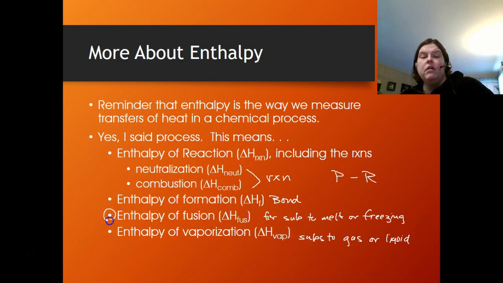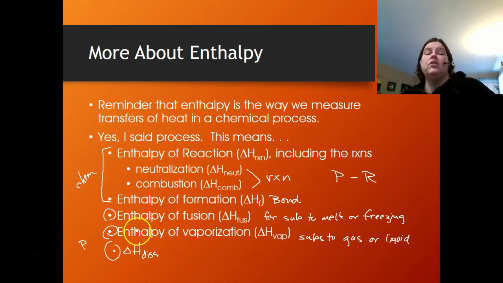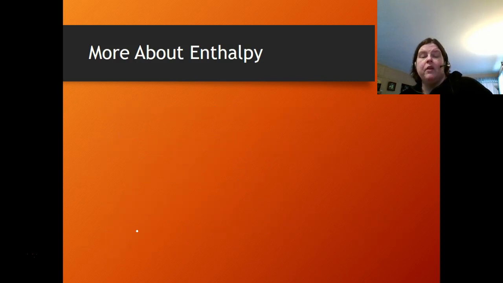So this one, and another one that we call delta H of dissolution, right? These are all physical processes. These up here are all chemical processes. So I said processes for a reason because I want to make sure that you understand we can find delta H of physical and chemical processes.